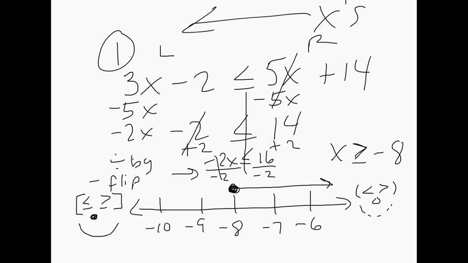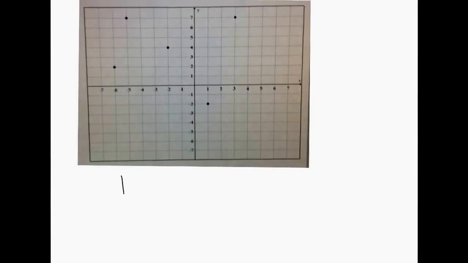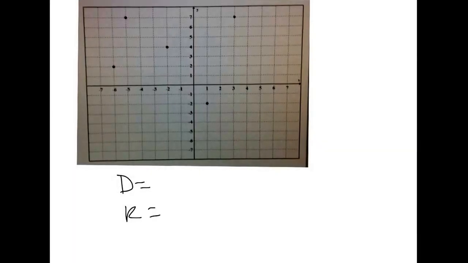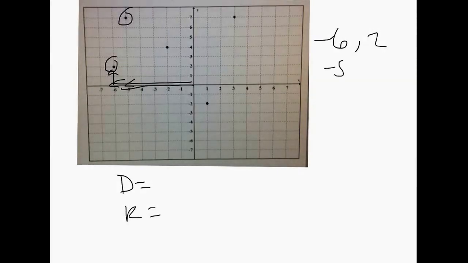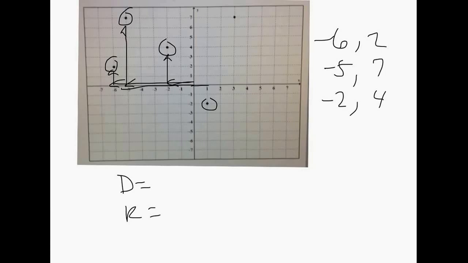Alright, next problem. Here we're supposed to find the domain and the range. I think it's in your best interest to write all of the ordered pairs. So this ordered pair is over negative 6 up 2. So negative 6, 2. This one is over negative 5 up 7. This one is over negative 2 up 4. This one is right 1 down 2. This one is over 3 up 7.